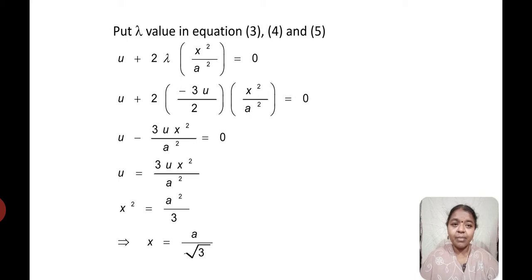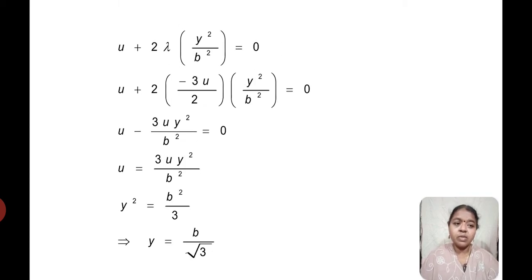Now, this lambda value will be substituted in equations 3, 4 and 5. Now, this is what equation 3 is, which is u plus 2 lambda into x square by a square is equal to 0. I substitute lambda is equal to minus 3u by 2. 2 and 2 get cancelled. I get u minus 3u into x square by a square is equal to 0. u gets cancelled. I get x square is equal to a square by 3, or x is equal to a by root 3.